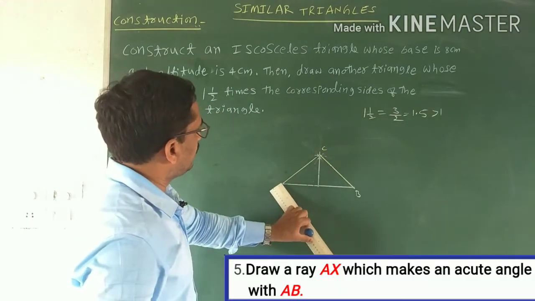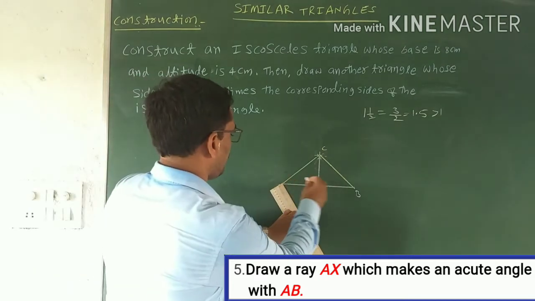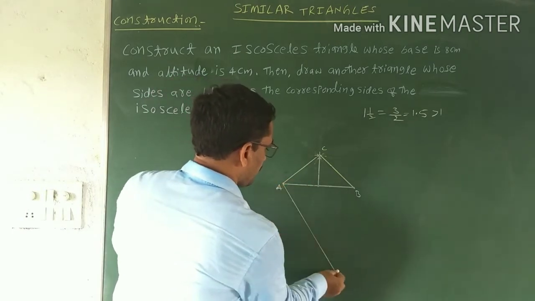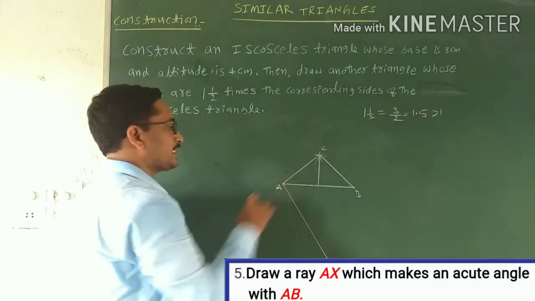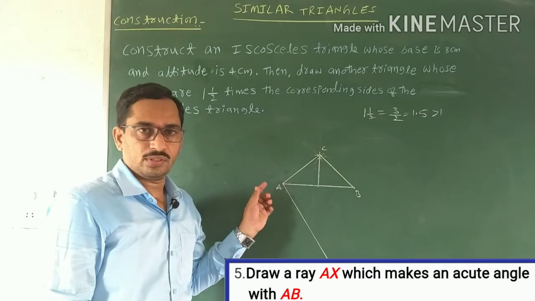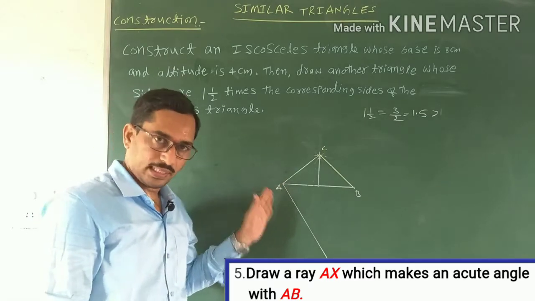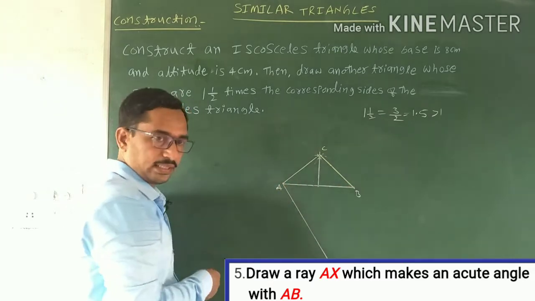So take a ray from A and denote the ray by AX, which makes an acute angle with AB. No need to measure the angle, but take an acute angle, meaning less than 90 degrees. So here the angle between AB and AX is an acute angle.